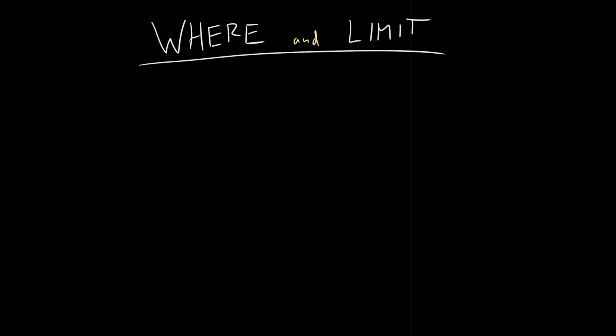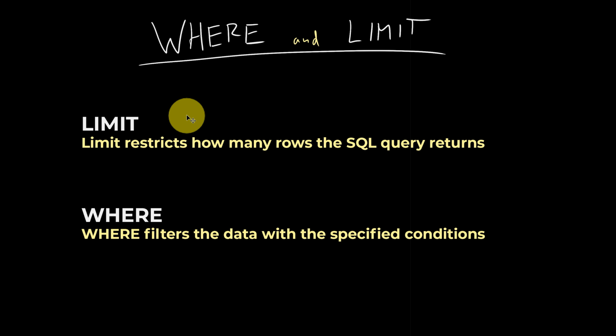Actually, I'm going to put both of the definitions here. So limit restricts how many rows the SQL query returns. What does that mean? That means if your query has a resulting table of, let's say, 150 rows, you can add the keyword limit with a number, like for example, limit 20, and you will only get 20 rows.